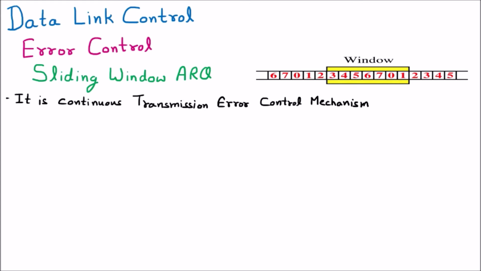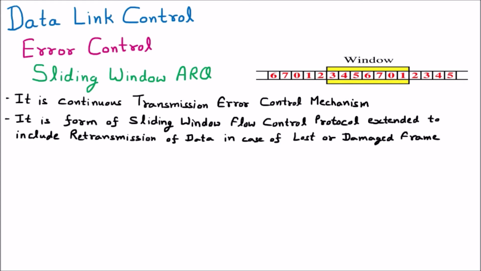Now talking about the sliding window ARQ, it is a form of sliding window flow control protocol which is extended to include the retransmission of data in case of lost or damaged frames. Under the flow control protocol, that means we are controlling the flow of the communication, we have two protocols. One is stop and wait, where we send a packet, and after receiving the acknowledgement, we send another packet. And the other protocol is the sliding window. Sliding window is like a window where we can send multiple packets.